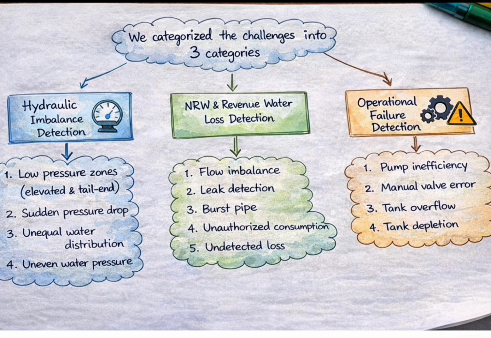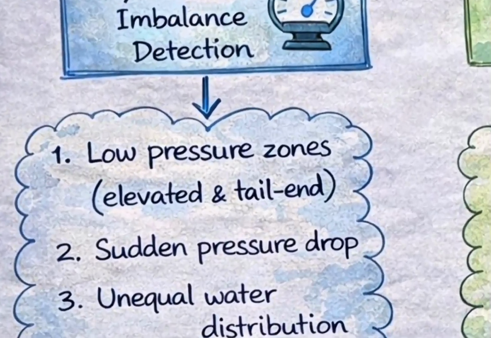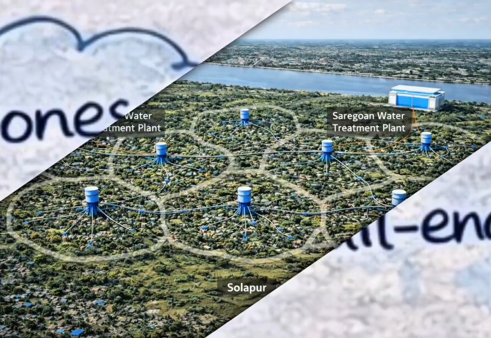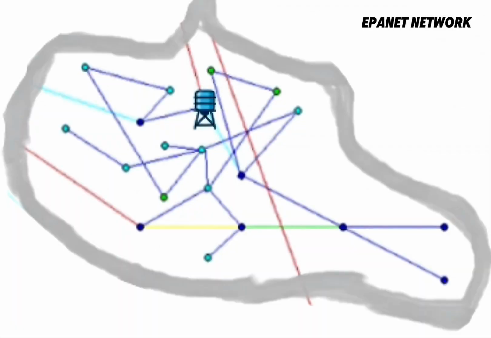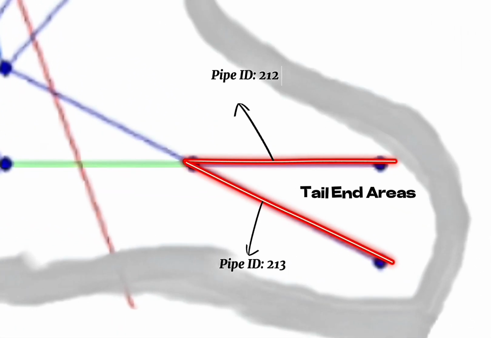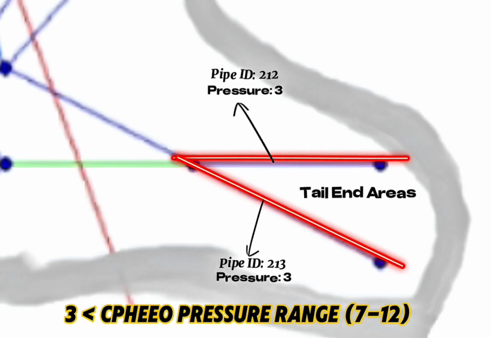Let us begin with hydraulic imbalance detection. One of the most critical challenges is low pressure in tail-end zones. Let us consider Zone 8, identified as a tail-end distribution area. In the EPANET hydraulic model, we examined 2 critical pipes. Both pipes show a pressure of 3 meters. As per CPHEEO standards, the acceptable range for adequate supply is 7 to 12 meters. A value of 3 meters clearly falls below the minimum threshold.